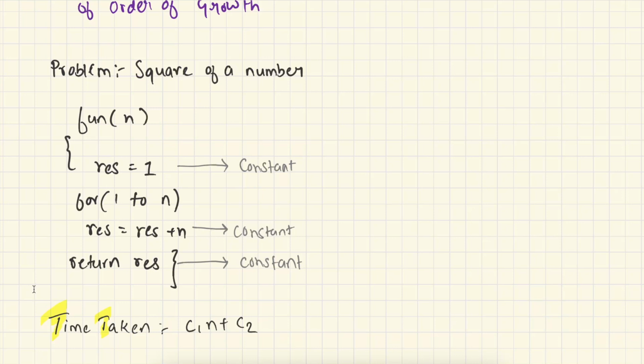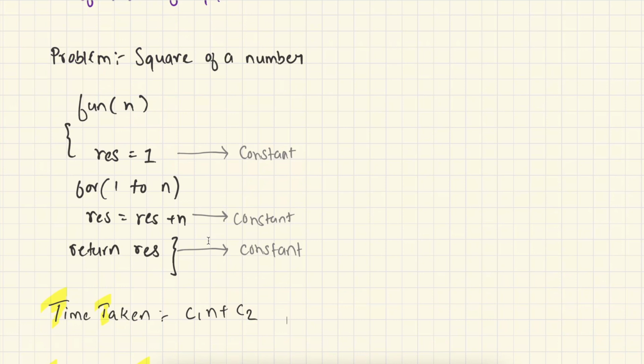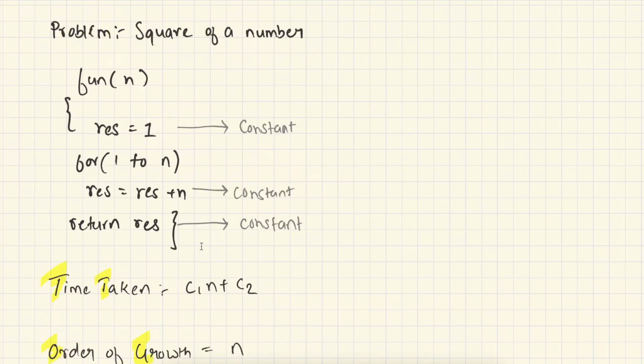First, get the expression of time taken by this function. If you look at this function clearly, it would be c1 n plus c2. How did we get this expression? We are doing certain operations a constant number of times, let's say this one, and certain operations like this a linear number of times. So by calculating the number of operations, we get the expression c1 n plus c2.